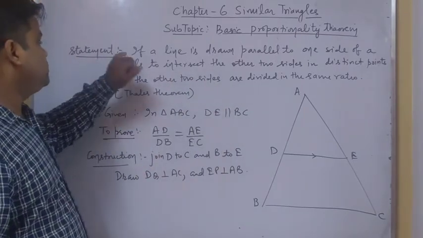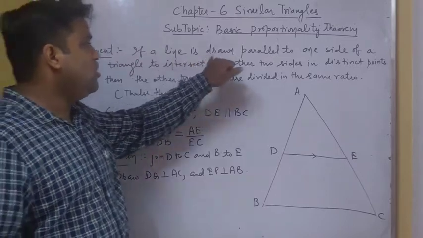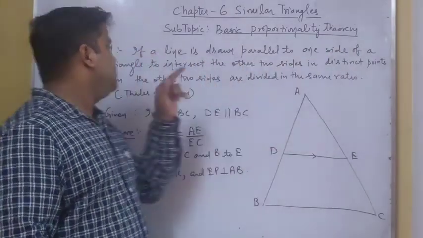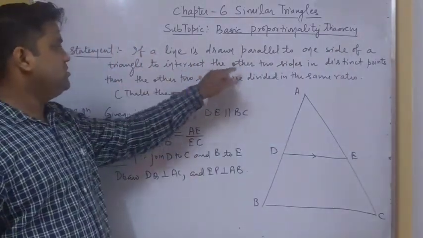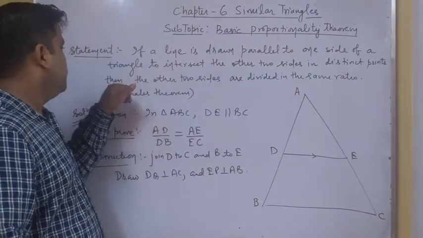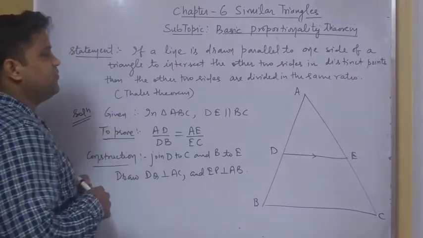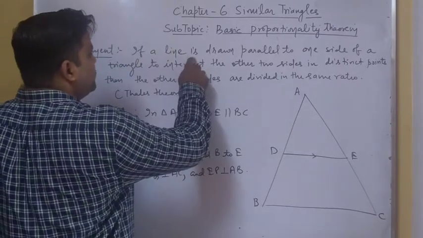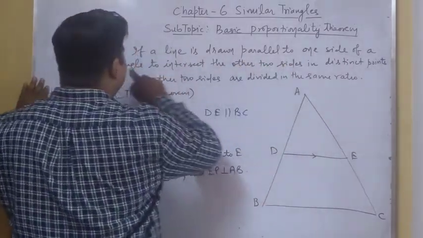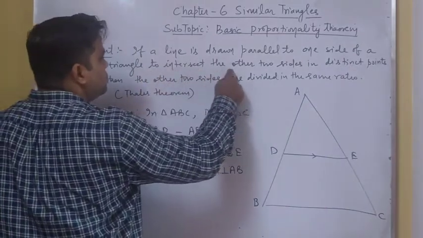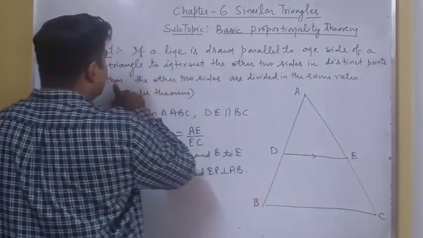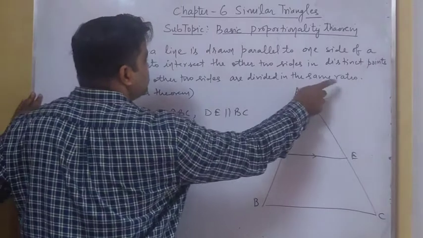So let us come to the statement again. If a line is drawn parallel to one side of a triangle to intersect the other two sides in distinct points, then the other two sides are divided in the same ratio. What is the meaning of it? If a line is drawn parallel to one side of a triangle to intersect the other two sides in distinct points, then the other two sides are divided in the same ratio.